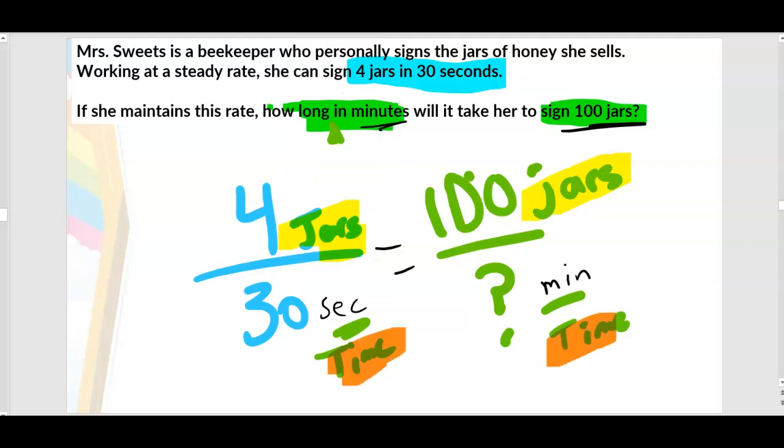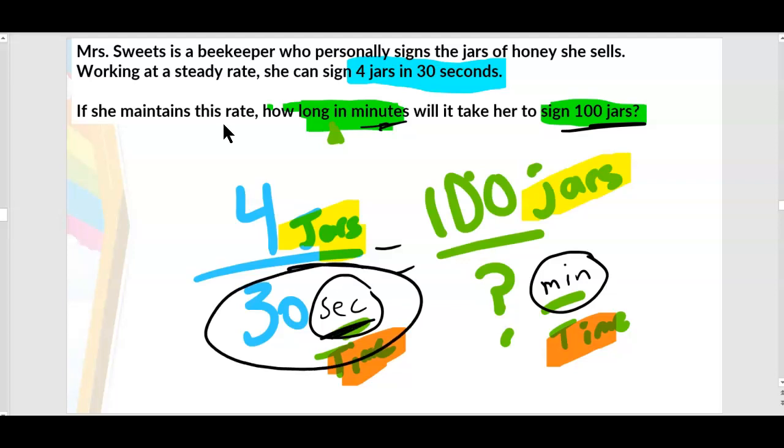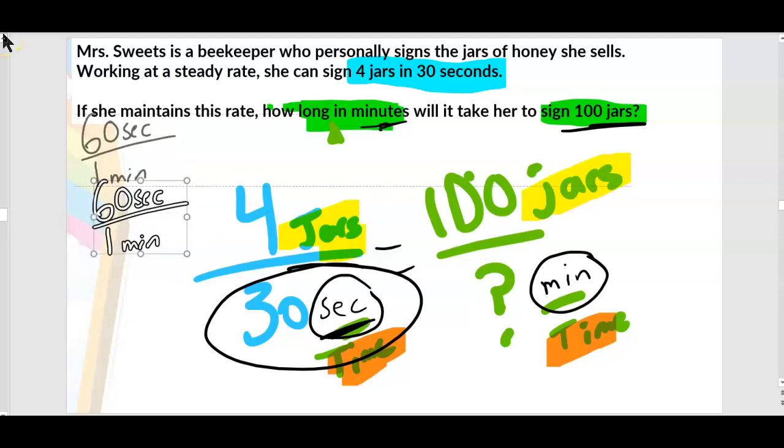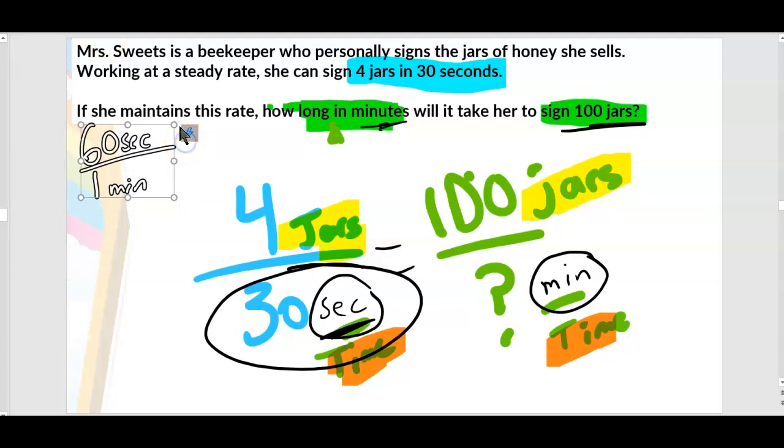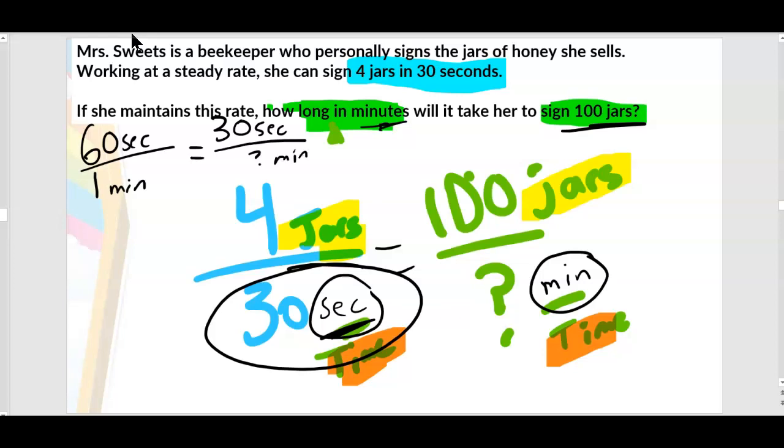But the problem is these times are in different units. They need to be the same units. So let's convert. They want the answer in minutes, so we have to turn this into minutes. 30 seconds is how many minutes? Well, 60 seconds, we know, is 1 minute, right? We're running out of space. Let's put it up here. But we don't have 60 seconds. We have 30 seconds. So we want to know how many minutes that would be. So how do you go from 60 to 30? Divide by 2. So divide 1 by 2.